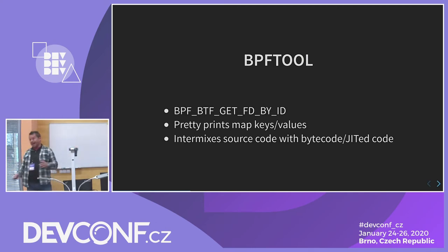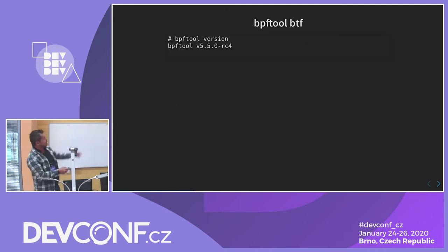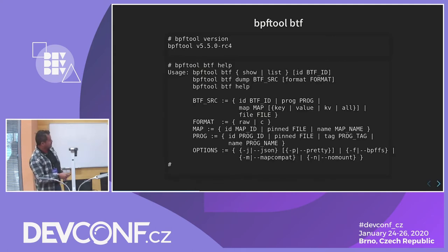So you have a BPF program, and then you ask for the BTF information associated with that program, and then you can do things with it, like pretty printing map key values, or intermixing source code with bytecode or jitted code, things like that. For instance, there is this new subcommand, bpftool btf, which is recent. And then you can see that there are lots of things that you can do. You can ask for the source file. It will try to regenerate the source file for some specific program.